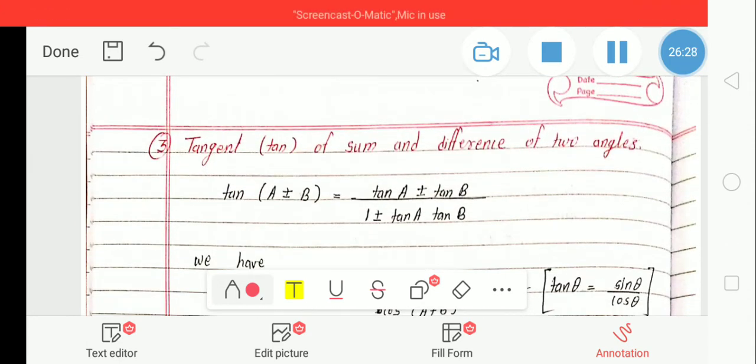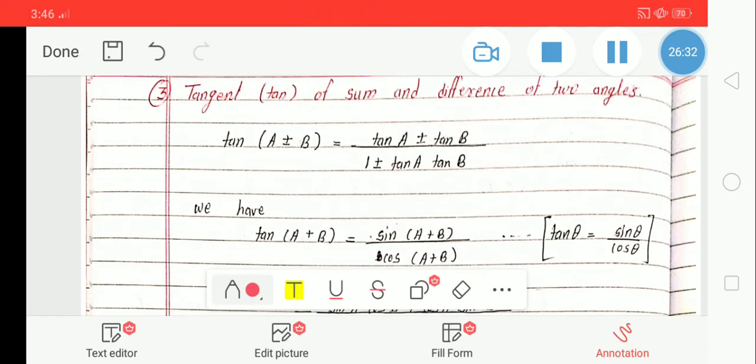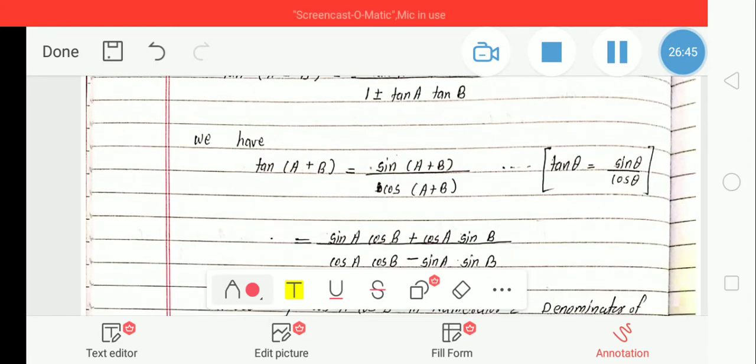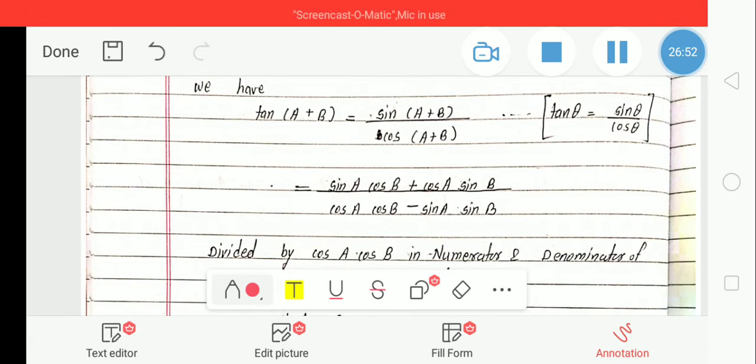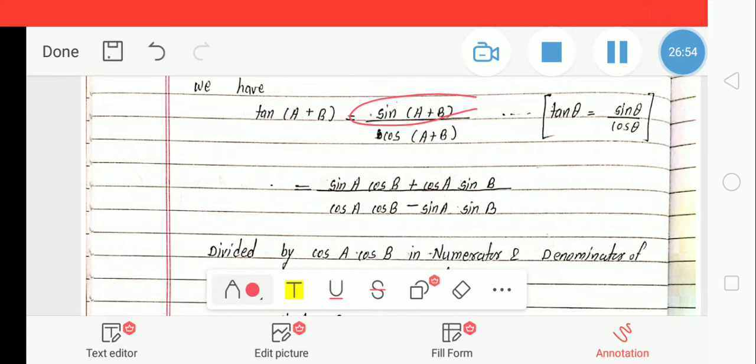Now tangent, that is tan of the sum and difference of two angles. Here tan(A plus minus B) is equal to (tan A plus minus tan B) divided by (1 minus plus tan A tan B). We know that tan theta is equal to sin theta divided by cos theta, so sin(A plus B) divided by cos(A plus B). We know that sin(A plus B) means this, and cos(A plus B) means this.